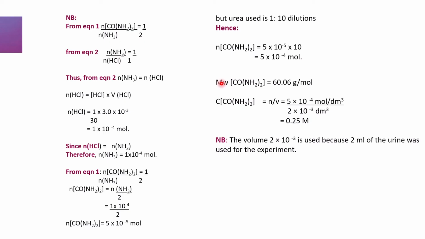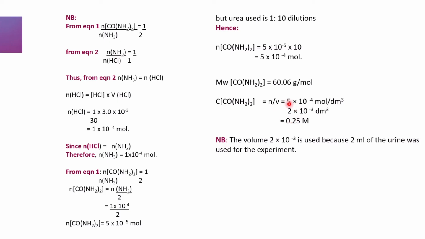So now let us look at the molecular weight for the urea. The molecular weight for the urea is given as 60.06 grams per mole. So to calculate the concentration of the urea present, we know that concentration is given as mole divided by the volume. So we substitute the moles that we had over here, which is 5 times 10 to the negative 4 mole, divided by the volume of the urine used, which is 2 mils.